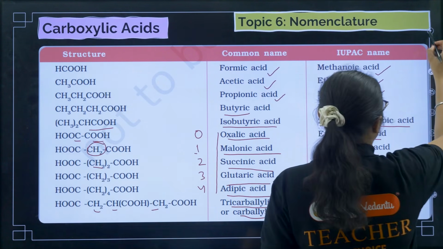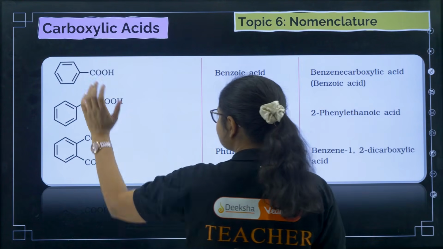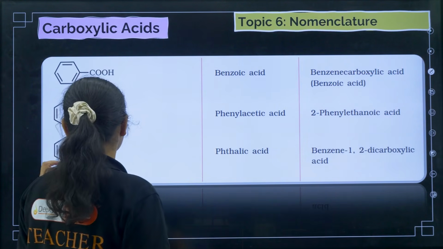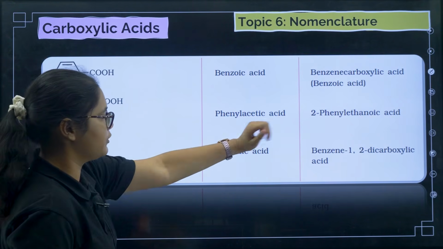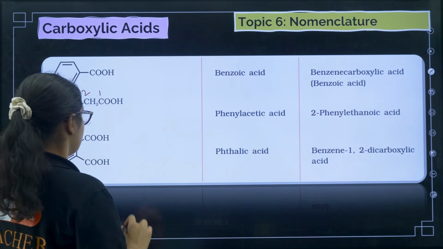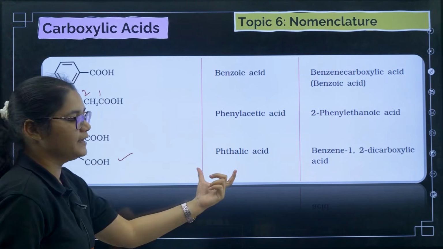Now coming to the next one, benzoic acid. This is 1, 2. So 2-phenyl ethanoic acid or phenyl acetic acid, and this structure is also important, phthalic acid.